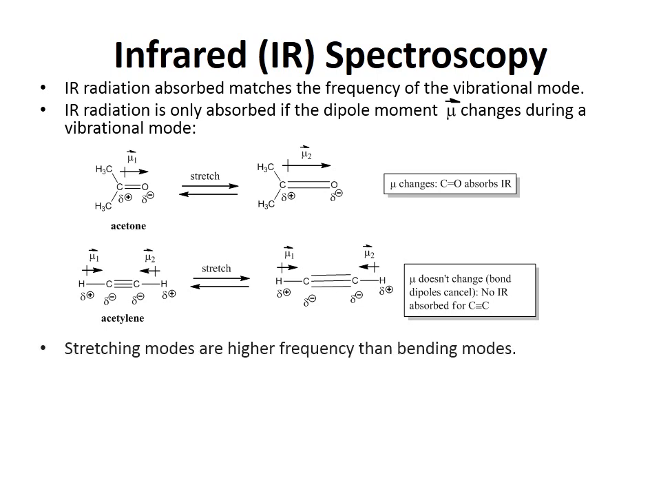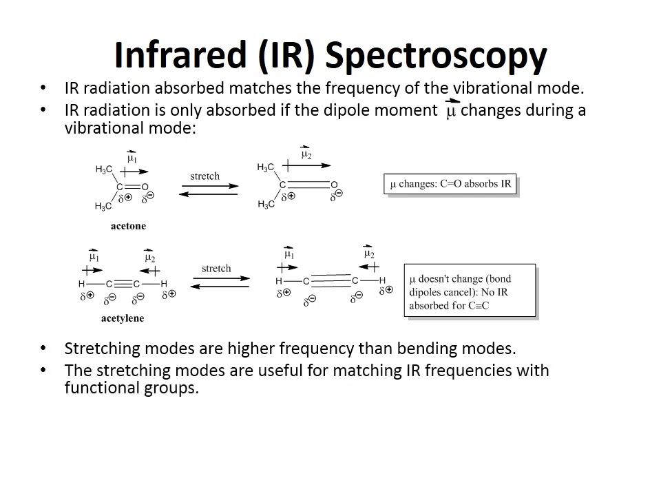Stretching modes are higher frequency than bending modes because they're harder to do. It takes more work to stretch a bond than it does to bend a couple of bonds toward each other. The stretching modes are useful for matching IR frequencies with functional groups. So that's how we'll be using stretching modes. We'll be using those to detect functional groups.